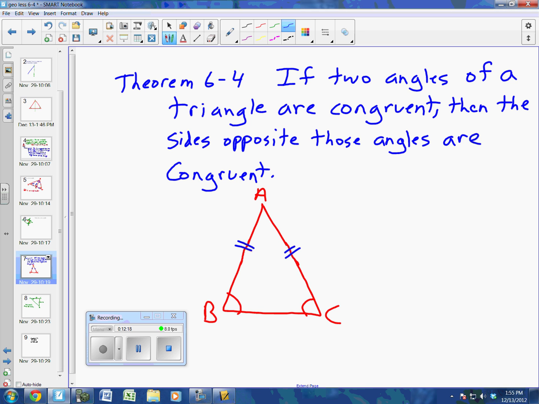If the base angles are congruent, then the sides are congruent. This one right here is called the converse of that first one we had. It just switched the hypothesis and conclusion around. So if two angles of a triangle are congruent, then the sides opposite those angles are congruent. That's just the opposite of what we said last time. So if you're given two angles that are congruent, you know those two sides are congruent. Okay?